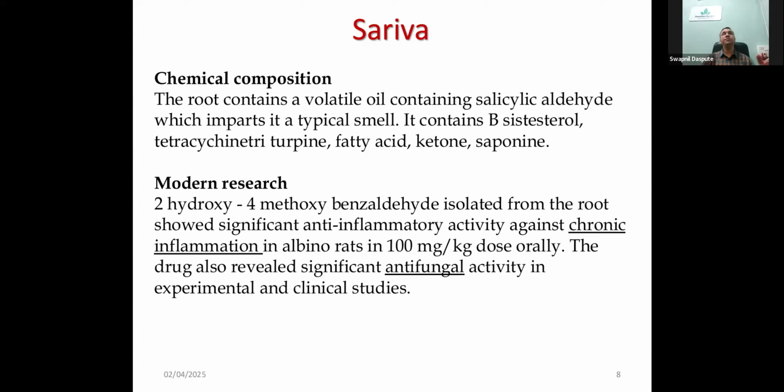Now, apart from whatever has been mentioned, like it works in Raktaja conditions, it works in Pittaja conditions. Every practicing doctor, every postgraduation student or super postgraduation student, like PhD students, MPhil students, they have their thesis. Okay, they have their studies.